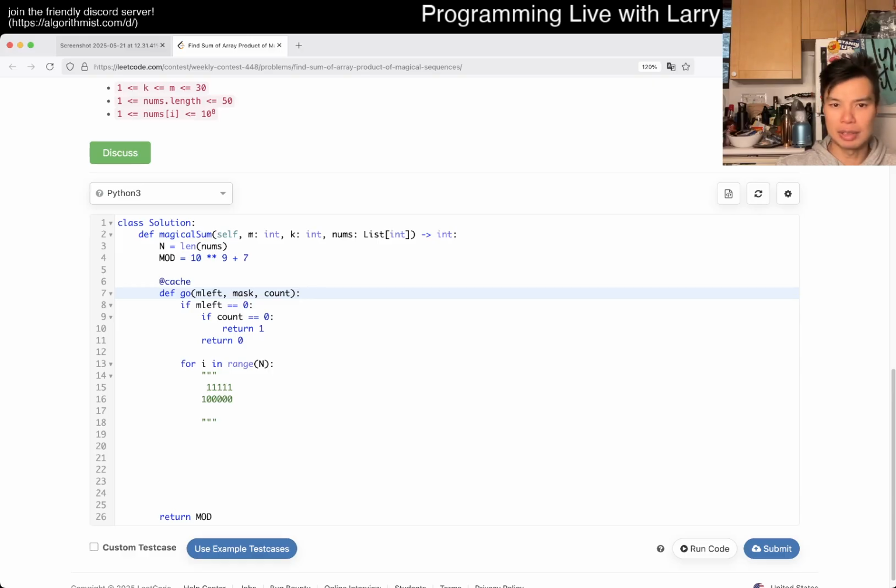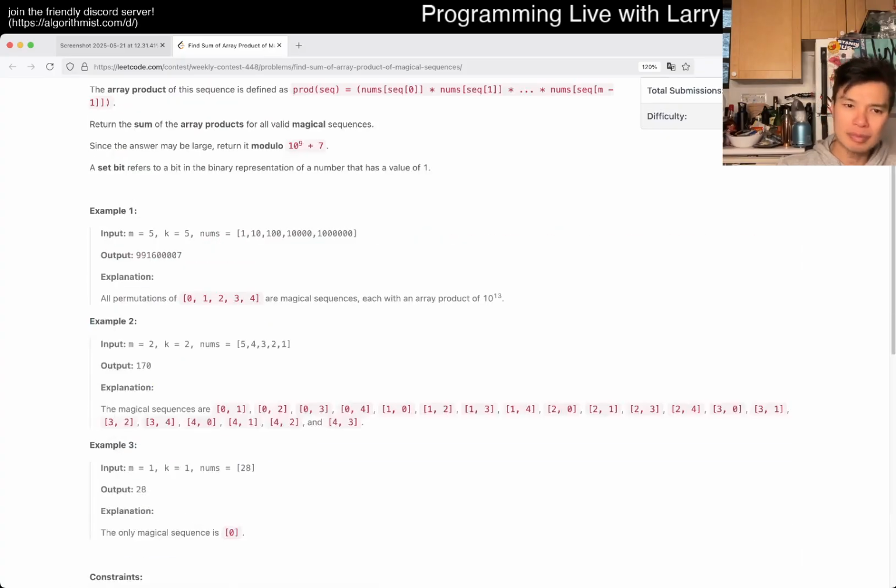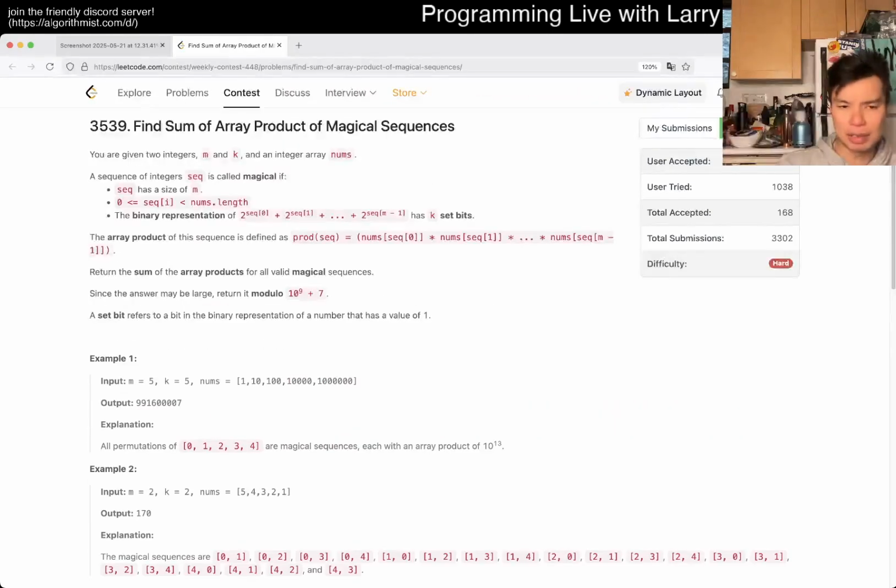Let's say we're trying to do index on the n, right? M left. This is a wild one. I don't even know how to think about this one, honestly.